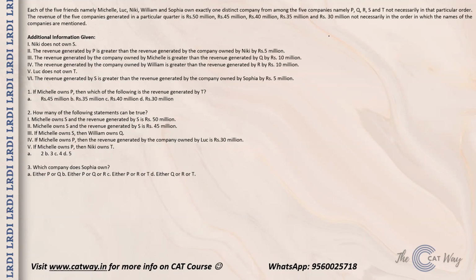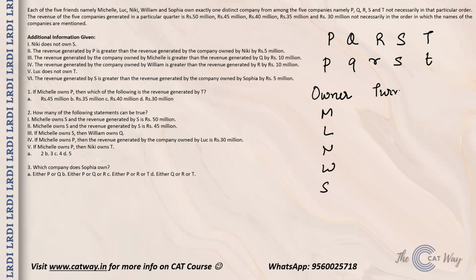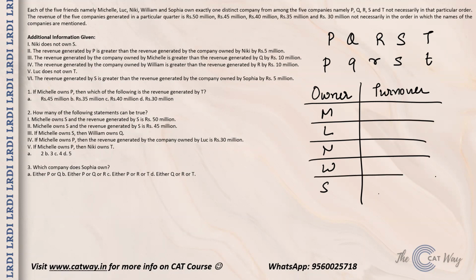All right. So let's say the revenues of the companies P, Q, R, S, and T are P, Q, R, S, and T. So these are the revenues that we have. Then what do we have? We have the owners: Michelle, Luke, Nikki, William, and Sophia. And here let's write the turnover, because some relationship has been given for them. What has been given is that the revenue generated by the company owned by Michelle is greater than the revenue generated by Q by 10 million. So its turnover is Q plus 10.